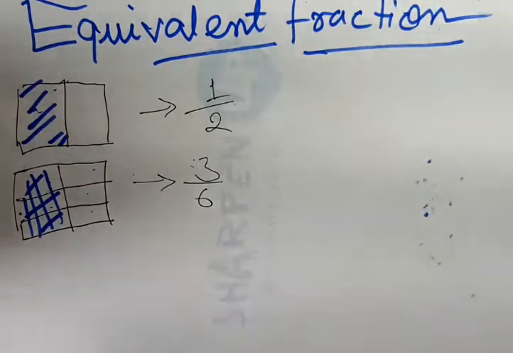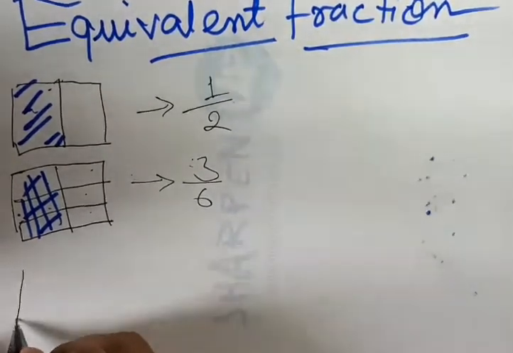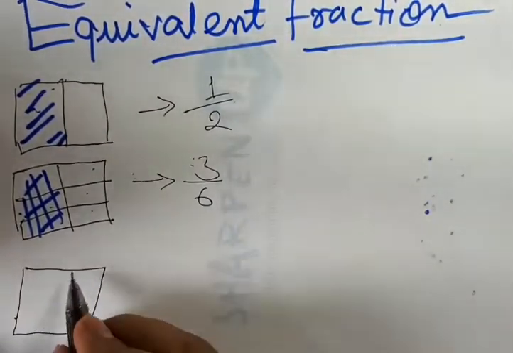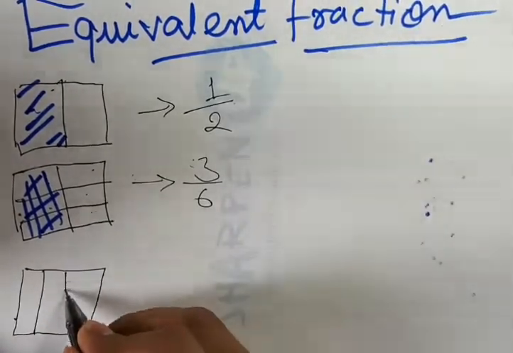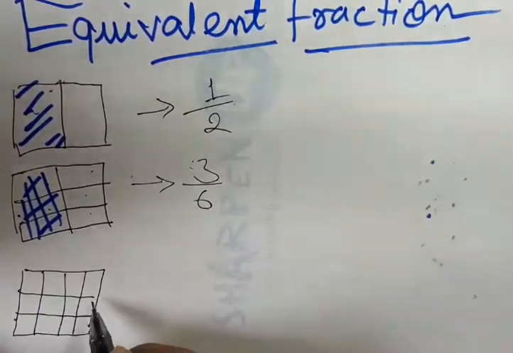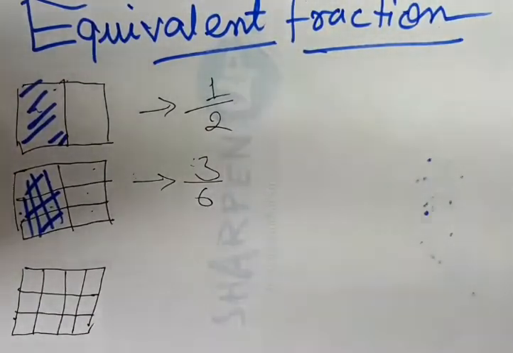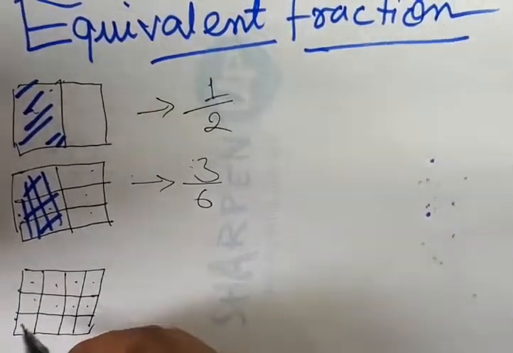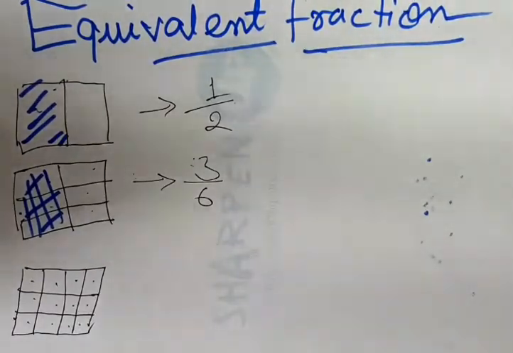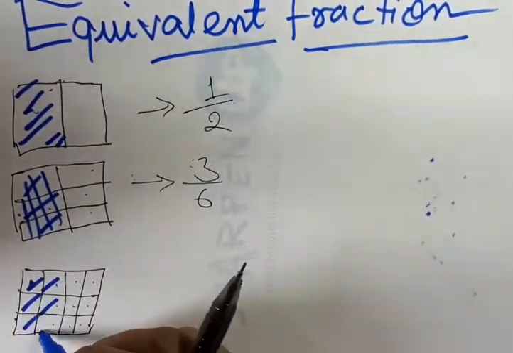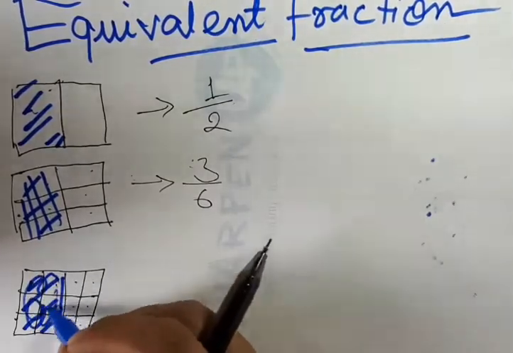Okay, let's take another condition. Suppose in our third condition I have the same burfi, and this time I made 12 pieces of equal parts of it. So 1 2 3 4 5 6 7 8 9 10 11 12. Again I have to eat half the burfi. So how many parts do I have to eat? I will eat 1 2 3 4 5 6. So it will form half of this burfi.